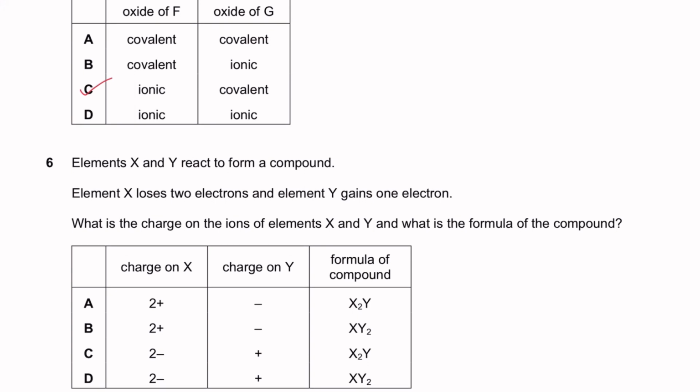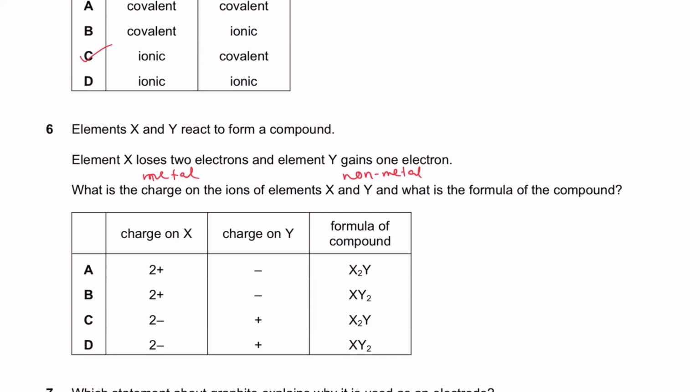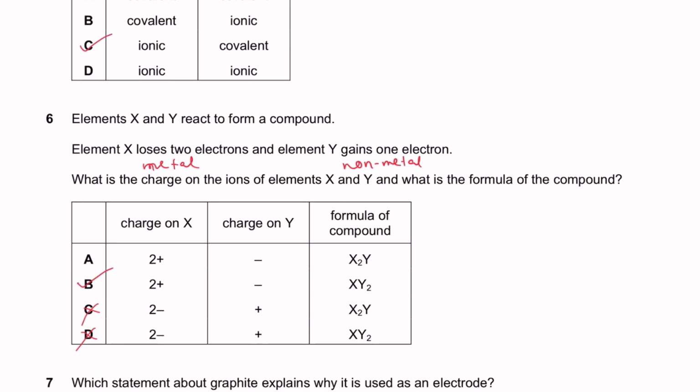Elements X and Y react to form a compound. Element X loses 2 electrons, so it means it's a metal. And element Y gains 1 electron, so it means it's a non-metal. What is the charge of the ions of elements X and Y, and what is the formula of the compound? So X is a metal, so you can cancel out C and D. So it will be either A or B. It will be B, it will be YX2.